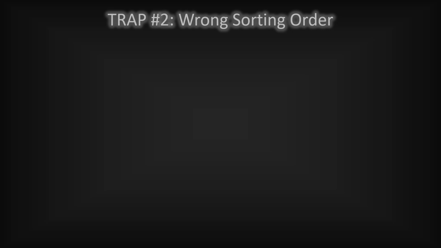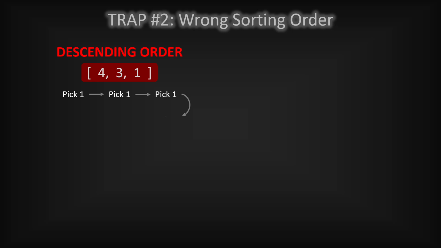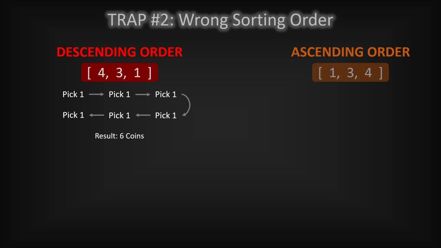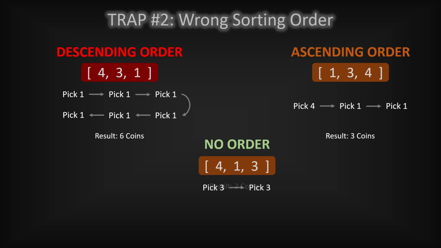Trap number 2. The sorting order decides correctness. Many greedy algorithms depend on sorting. Sort by start time instead of end time? Wrong answer. Sort by value instead of ratio? Wrong answer. Greedy is extremely sensitive to ordering. One wrong comparator and the entire solution collapses.